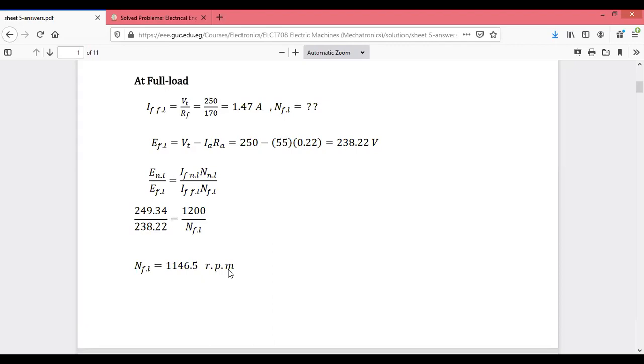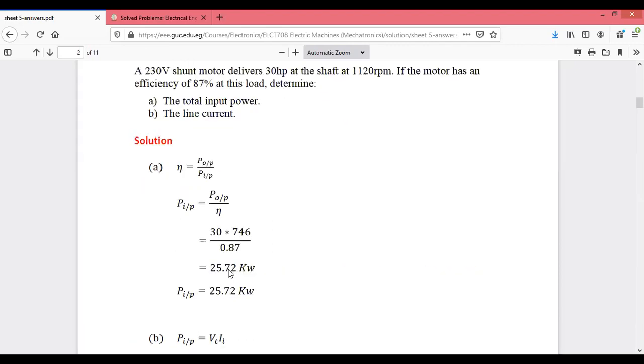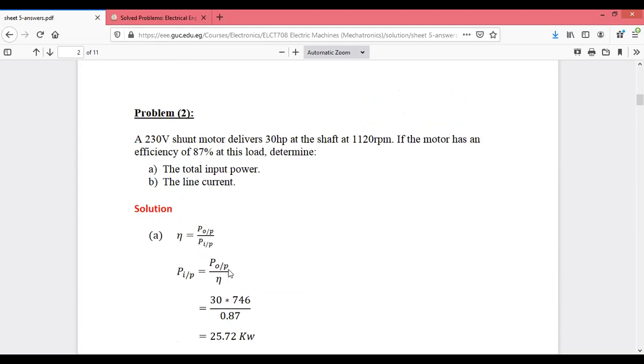Okay, again, we can see another question. There is one problem where they have given a 230 volt shunt motor that delivers 30 HP. It is nothing but the power at the shaft, at 1120 RPM. This is the speed, rotations per minute, with capital N. If the motor efficiency is 87%, what does efficiency mean? It is the ratio of output power to input power.